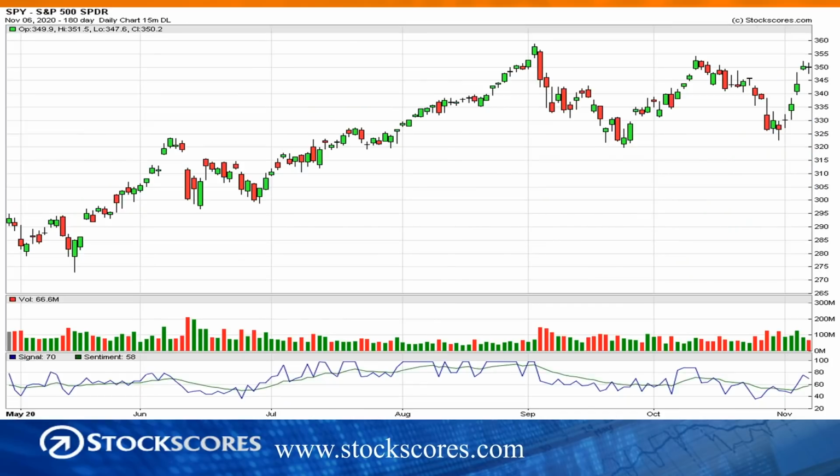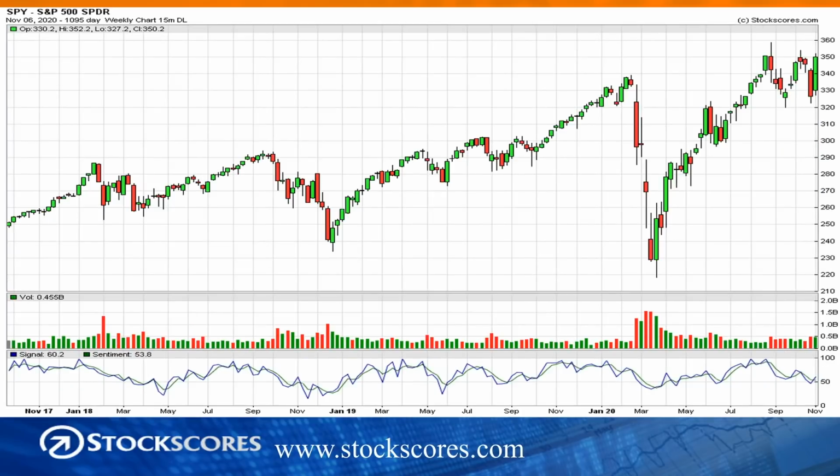Now we can also look at the very long-term time frame. This is the weekly chart. Apply those same techniques. Start with the build of a trend line. And you can see that the trend line was broken last week.